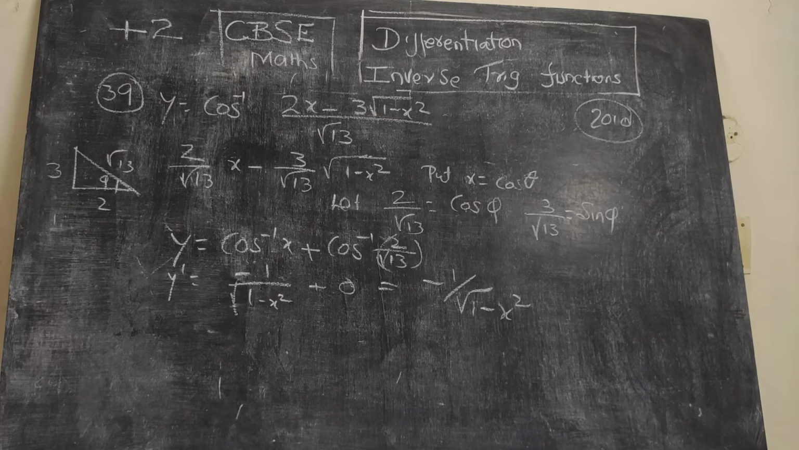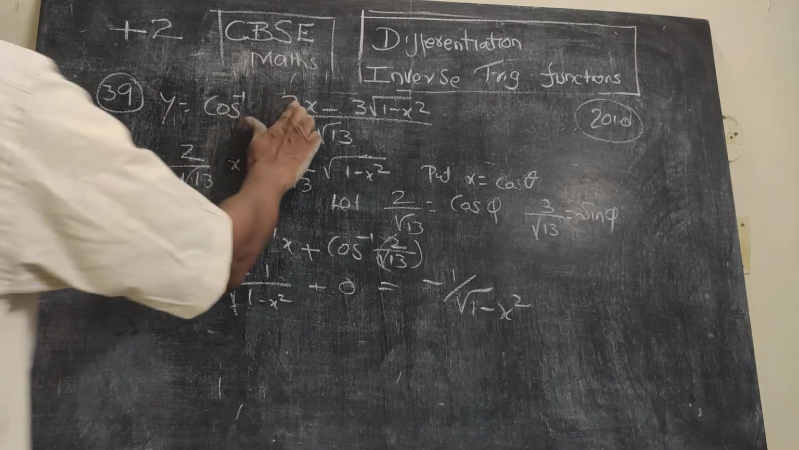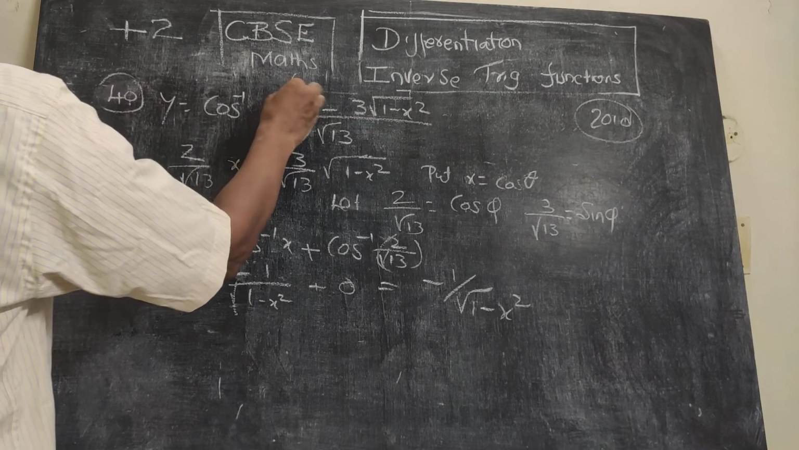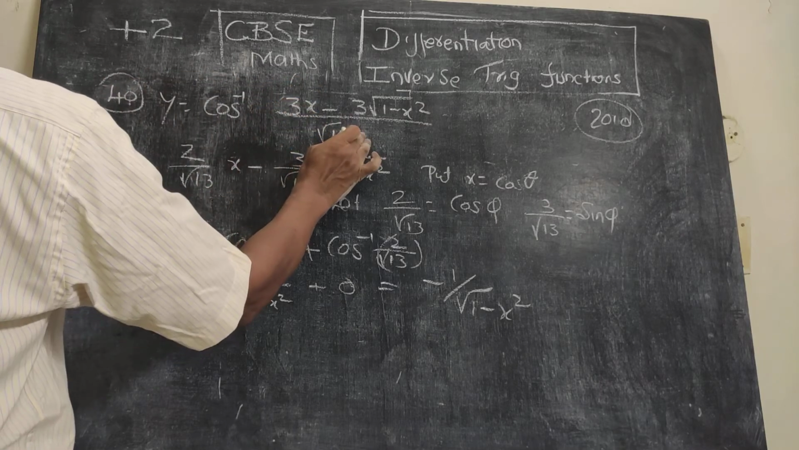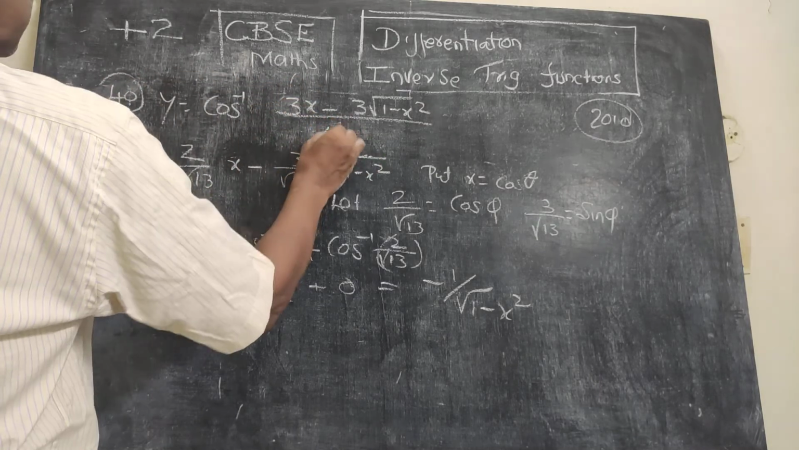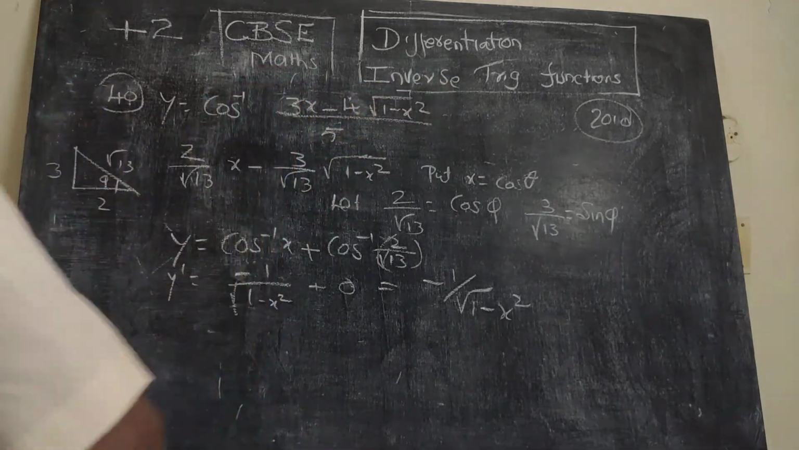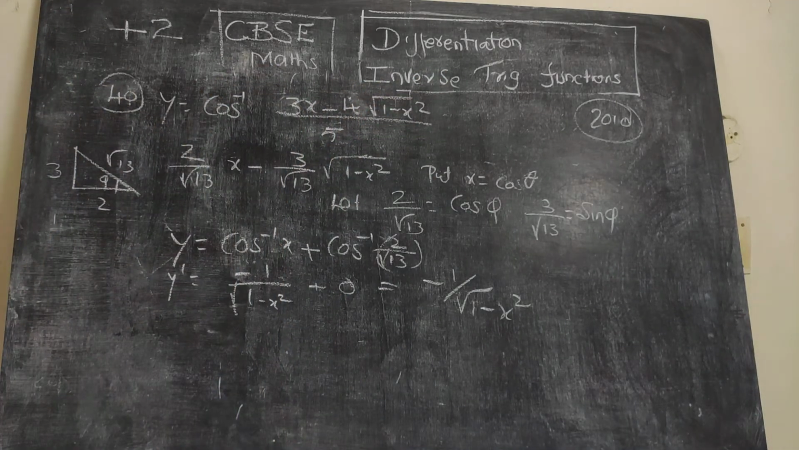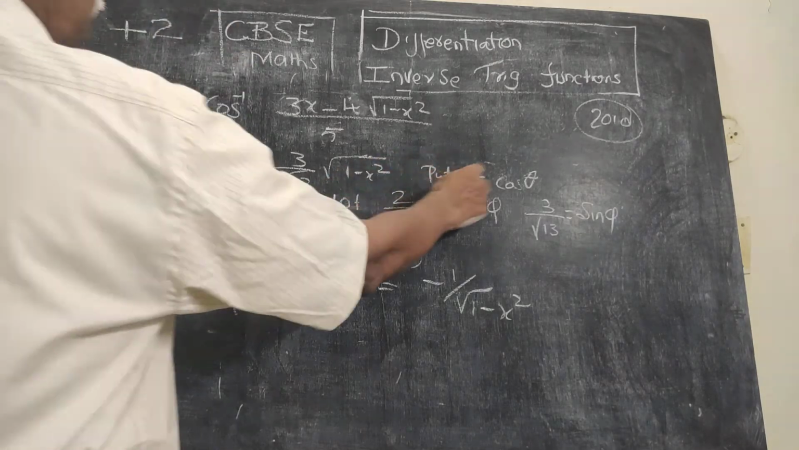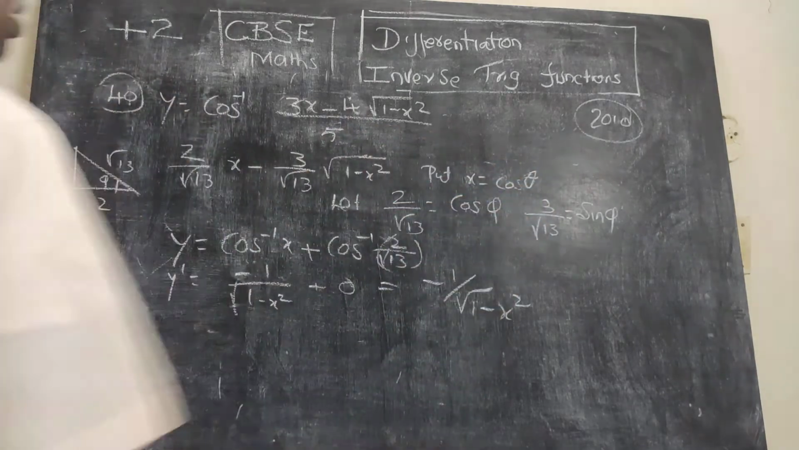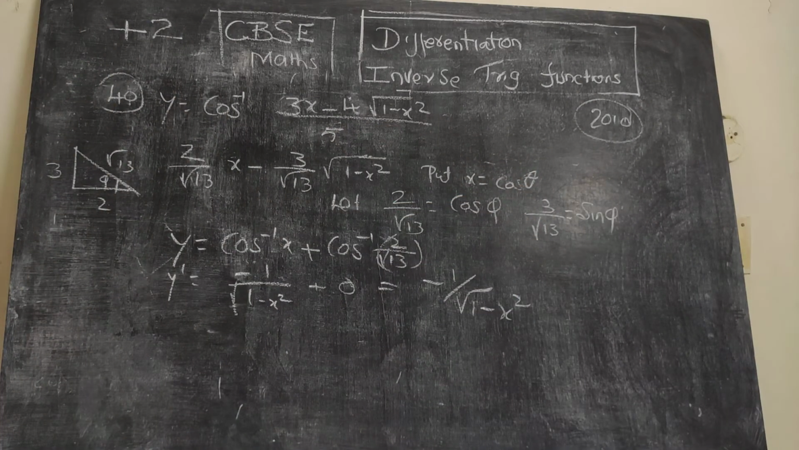Instead of this 2x, here we have 3, and here we have 5, and here we have 4. 3, 4, 5 again Pythagorean triad. You can go the same way. So cos inverse, same way x equals cos theta. 3 by 5 you take as cos phi and then 4 by 5 will become sin phi, and then you can proceed. So I am not doing that problem.